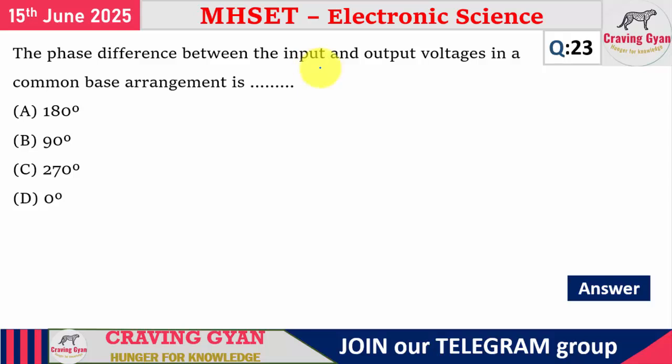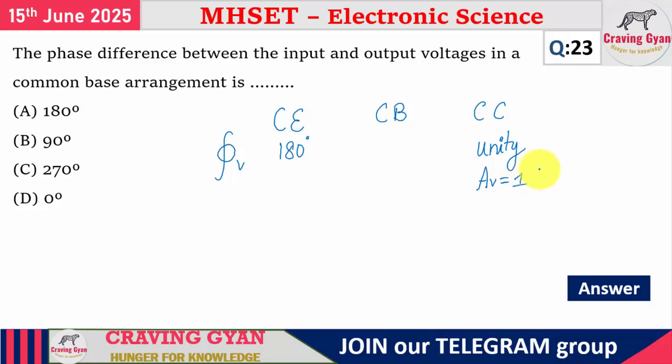The phase difference between the input and output voltage in the case of the common base arrangement will be, see, in the common emitter configuration, the phase of the voltage will be 180 degrees. In the common base and common collector configurations, we say it is a unity gain. So gain is approximately equal to 1, and the phase will be 0 only. If I arrange in decreasing order, which gain will be more?